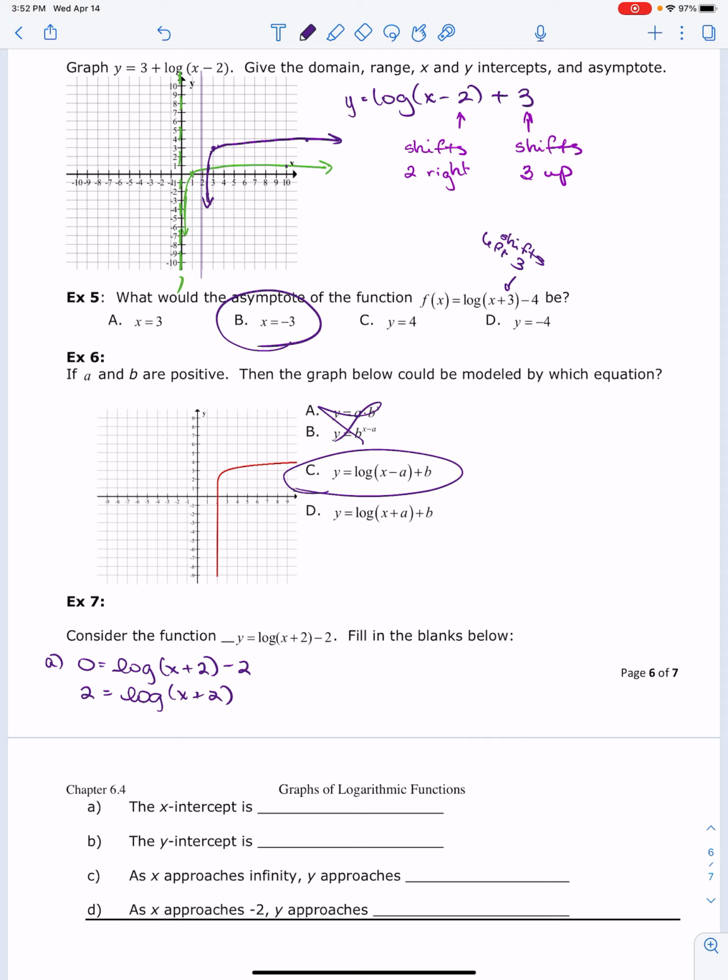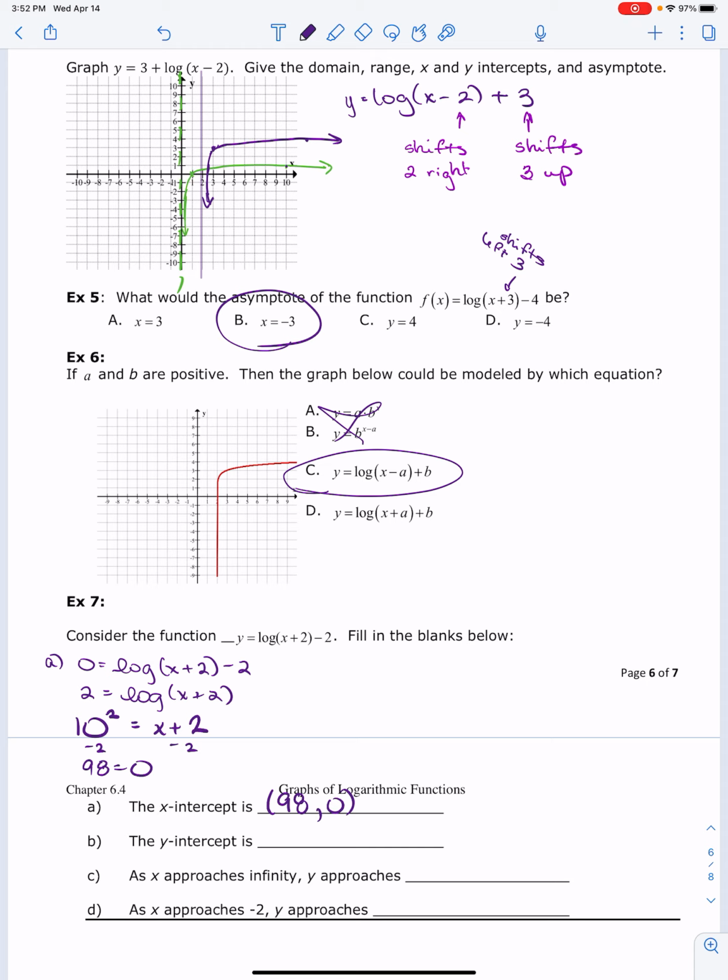Again, this is a common log, which means if we do not have a base, this is base 10. So I'm going to write this as 10 to my exponent, which is 2, equals my argument here, x plus 2. I'm going to subtract 2 from both sides. I get x equals 98. 10 squared is 100 minus 2. So our x-intercept is 98, 0.